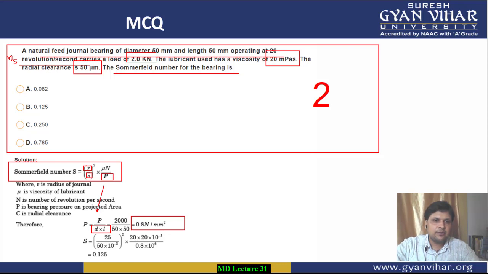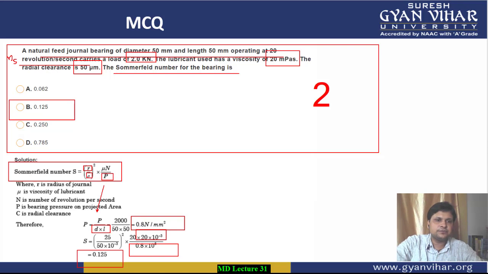μm means you will have to multiply by 10 to the power minus 3 in order to get it in mm. Then the other values, like the viscosity, is given to you as 20, and the rotations per second value is also given here, that is 20, so that also we have used. Then the pressure value also we have used. So putting all these values, we have obtained the value of Sommerfeld's number. Sommerfeld's number is equal to 0.125. So in the options you see, B is the correct option.